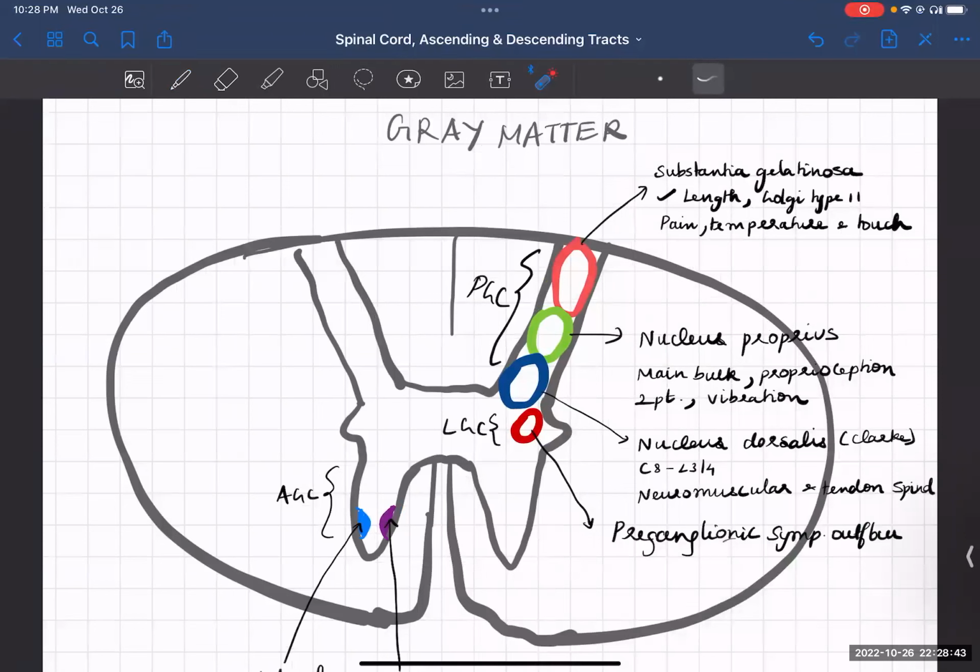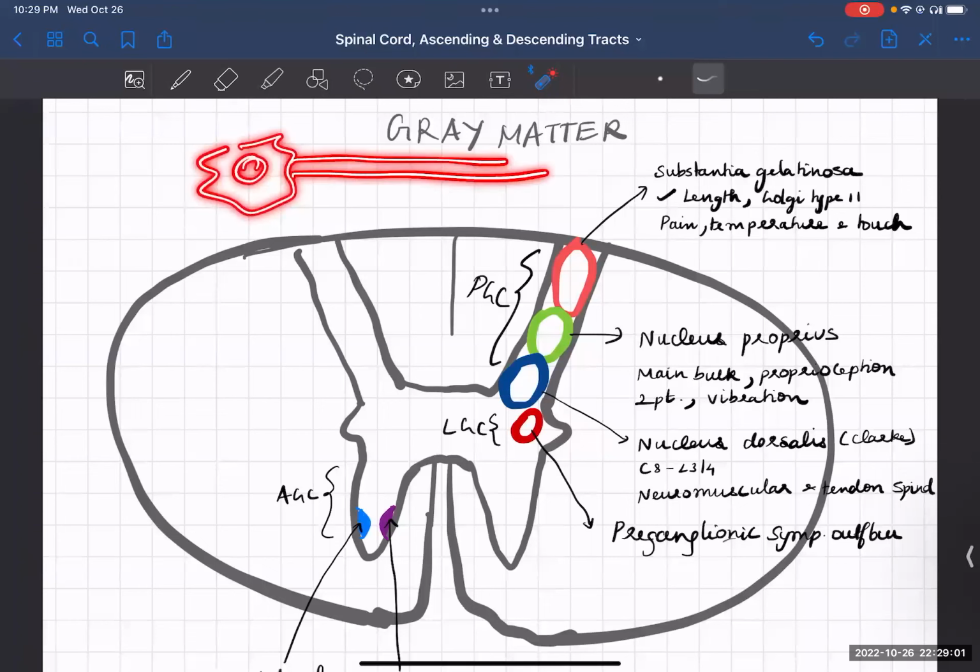Okay, so in this video, we will be talking about the spinal cord and its ascending and descending tracts, and finally the intersegmental tract. So to begin with, we have our gray matter. Basically, gray matter is the accumulation of your neuron cell bodies, and white matter is the axons, the myelinated axons forming the whitish appearance. So let's begin with our gray matter.